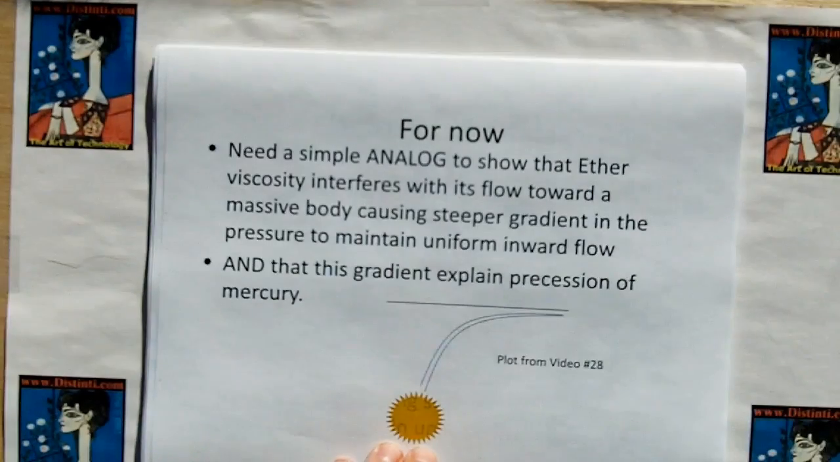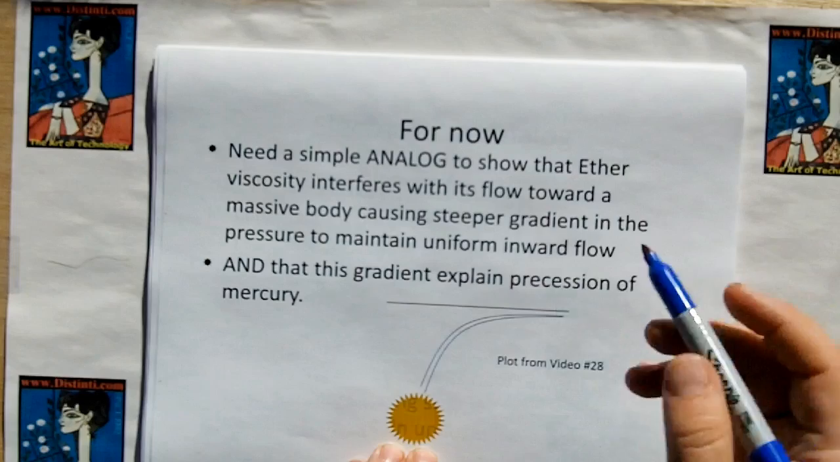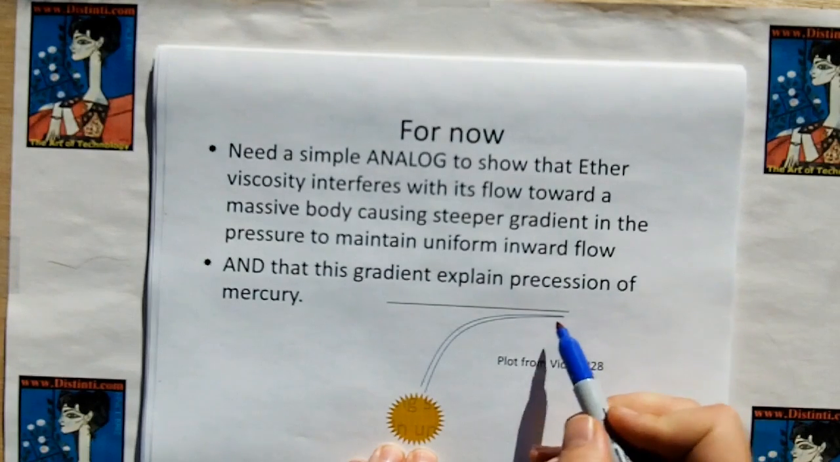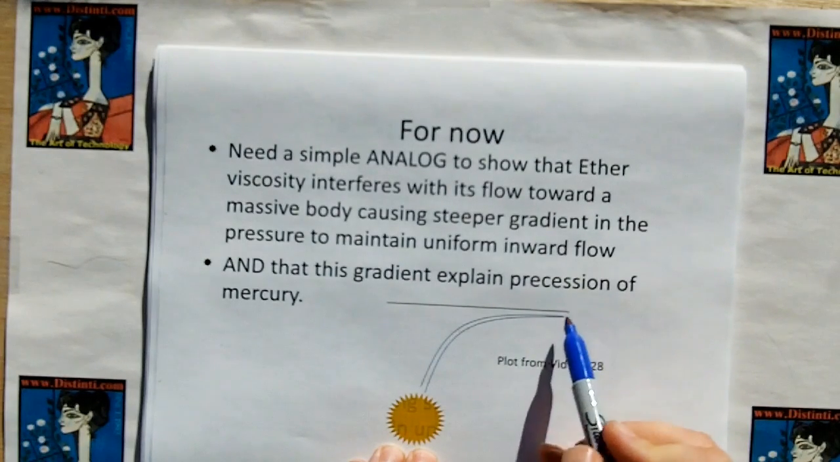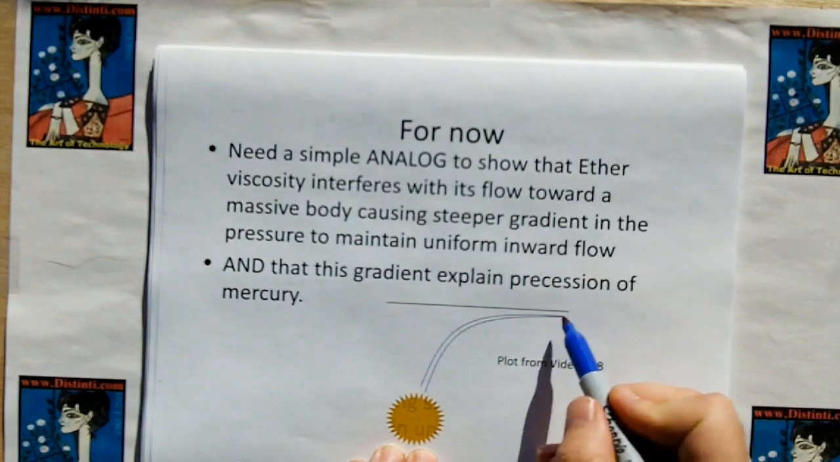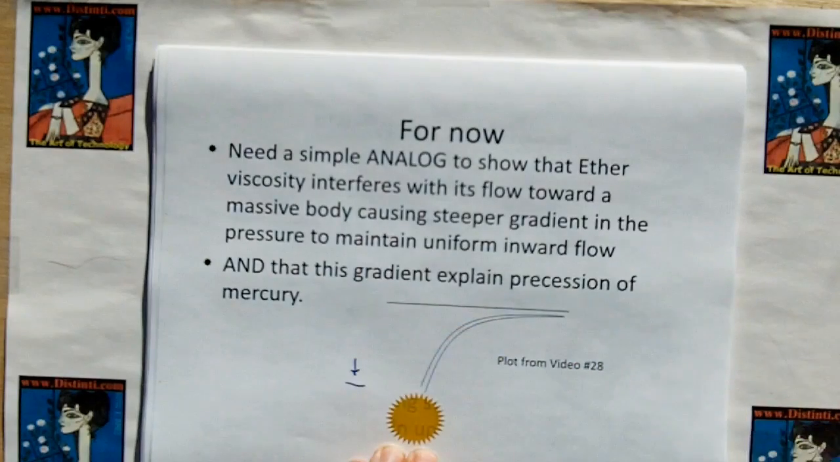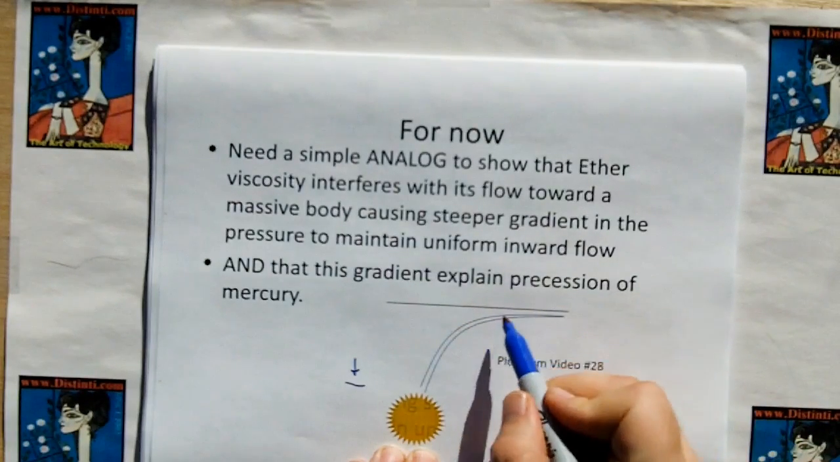But for now, I need a simple analog to show that ether viscosity does interfere with the flow toward a massive body, causing a steeper gradient in the pressure to maintain uniform inward flow. And this is essentially what we were talking about in video number 28, is that under the normal model, the ether pressure, or the acceleration of the ether toward a body, and this would be more and more negative acceleration, that's acceleration toward the body.